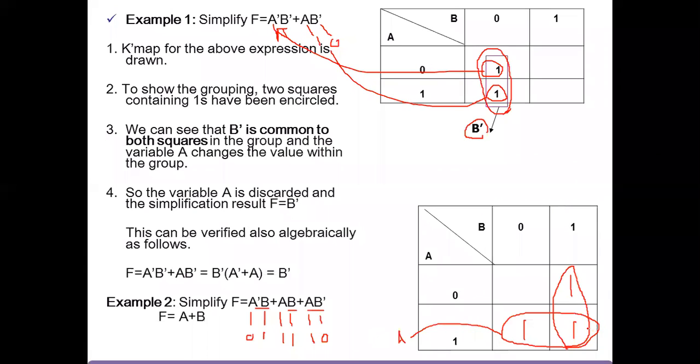And corresponding to this group, what is common, what is changing? A is changing and B is common. Okay. So the corresponding min term is B. How can you write the final simplified expression? By taking the sum of products, sum of min terms, A plus B. So this is simplified. Okay, any problems? Anyone need me to explain what we have done so far?